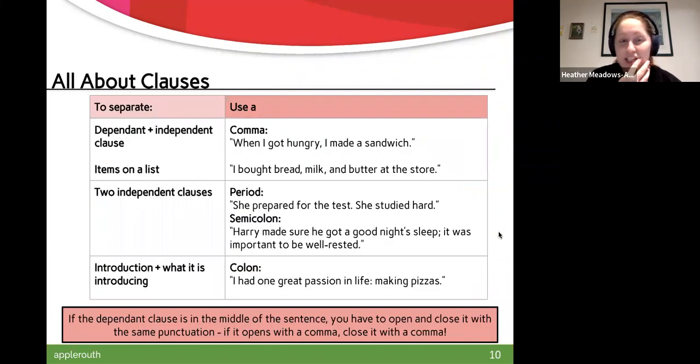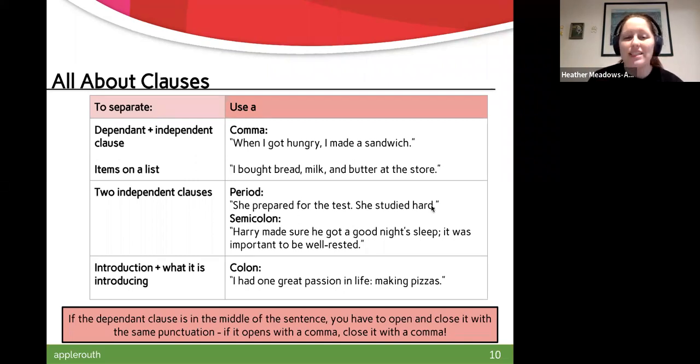So here's some examples of some grammar rules you may need to know. To separate a dependent and an independent clause, you want to use a comma, right? When I got hungry, comma, I made a sandwich. Or you could also separate items on a list with a comma, right? I brought bread, milk, and butter at the store. Two independent clauses, right, which are just two sentences, can be separated with a period. She prepared for the test, period. She studied hard. They can also be connected with a semicolon. Harry made sure he got a good night's sleep, semicolon. It was important to be well rested.